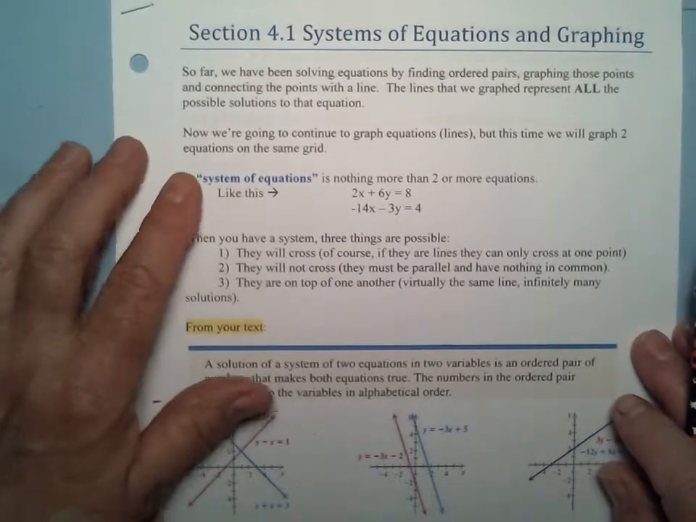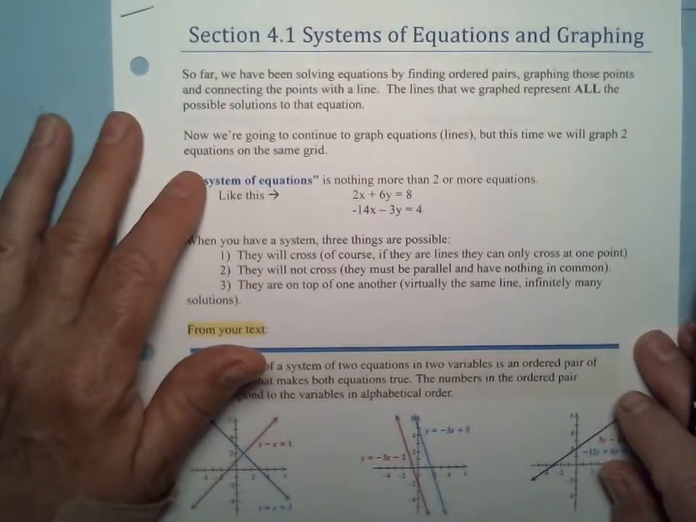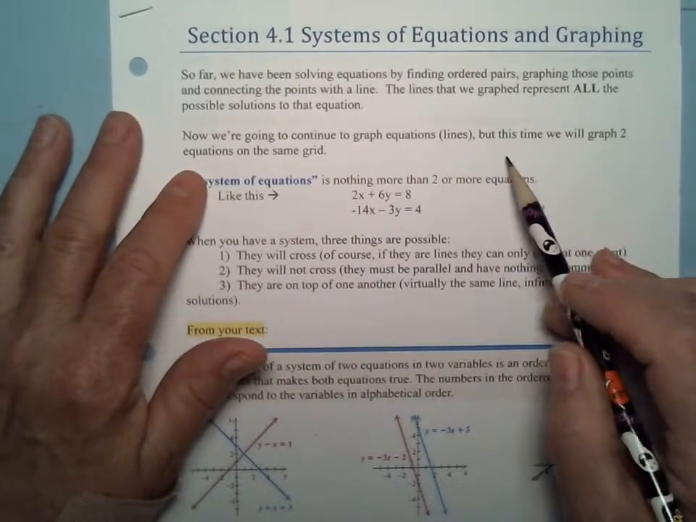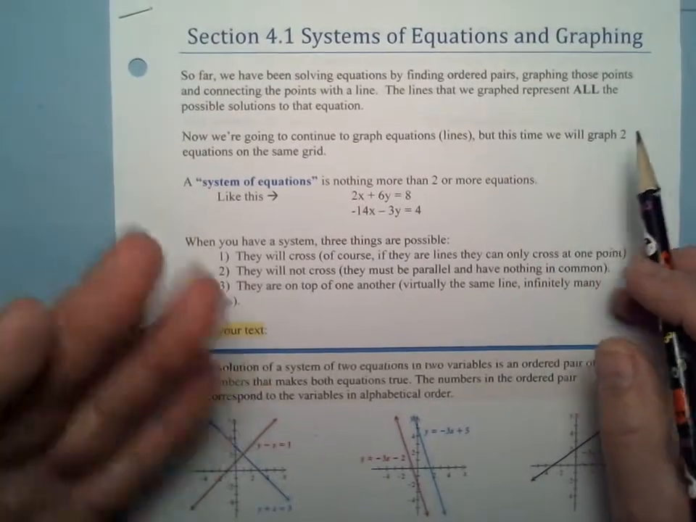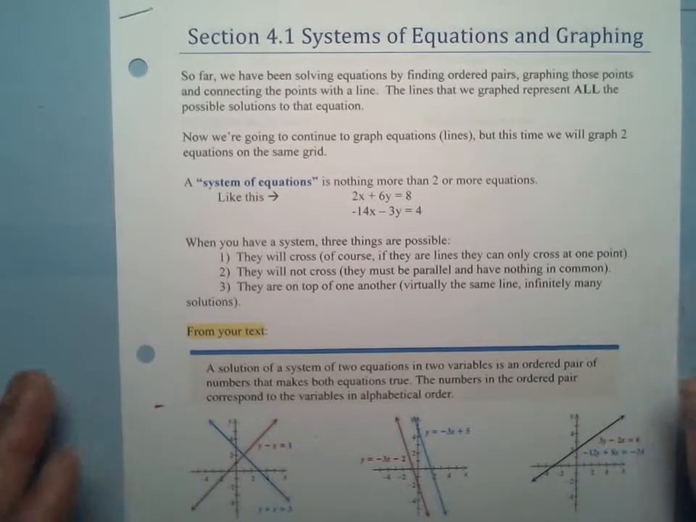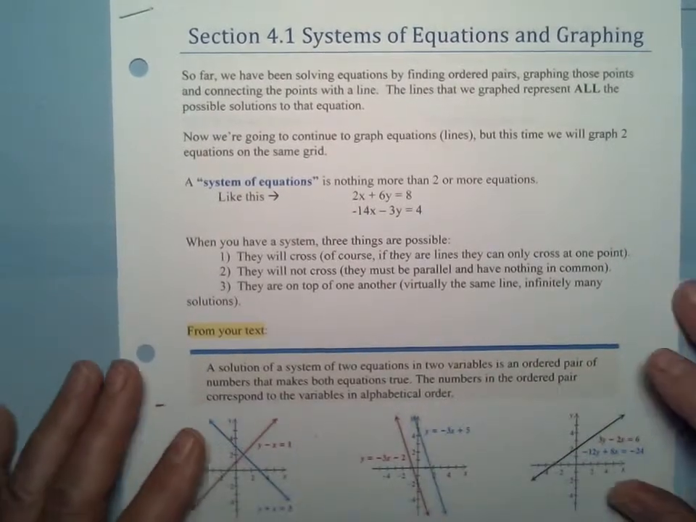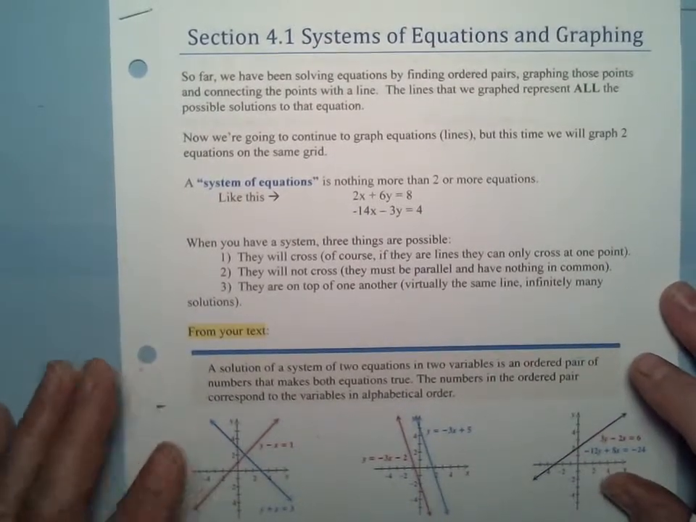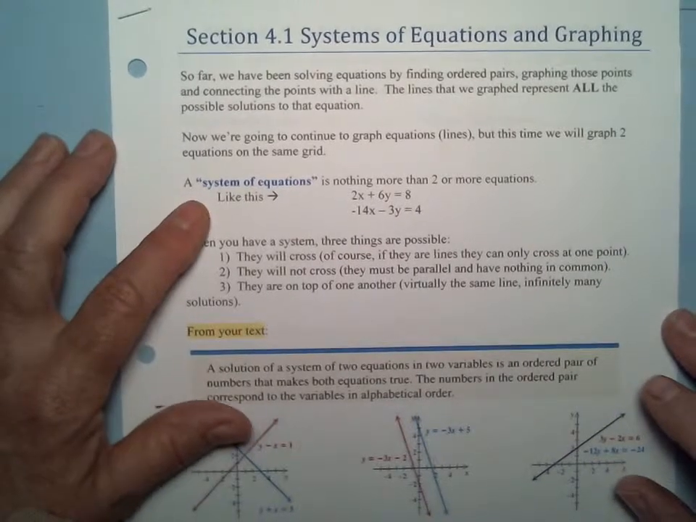Now we're going to continue to graph the equations. We're going to continue to graph the lines, but this time we're going to be working on two equations on the same grid. And we did that once before, like if we didn't want to have a separate grid for every single equation. But this is going to mean something a little bit different this time.